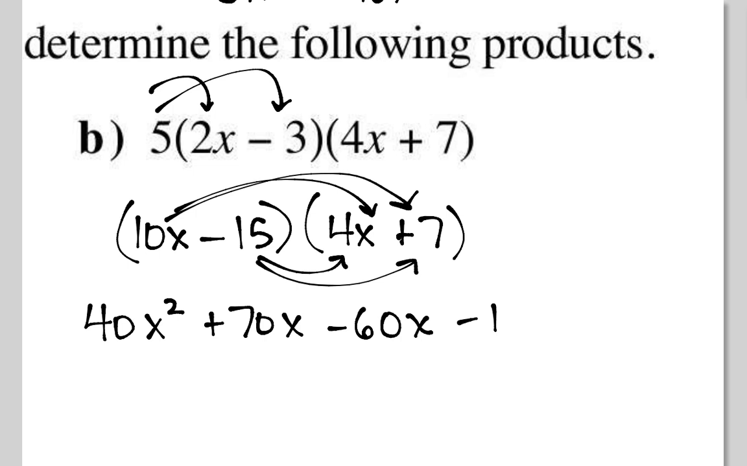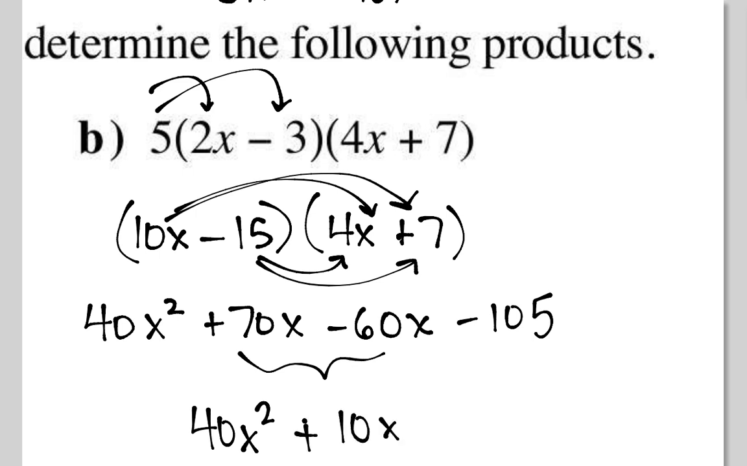Good. You checked yourself. Negative 105. Excellent. Now, am I done? What do you notice about the 2 in the middle here? Good. So you have a 40x squared, 70 take away 60, positive 10x, and then we're going to take away 105. And that's the final answer. Feeling okay about that?